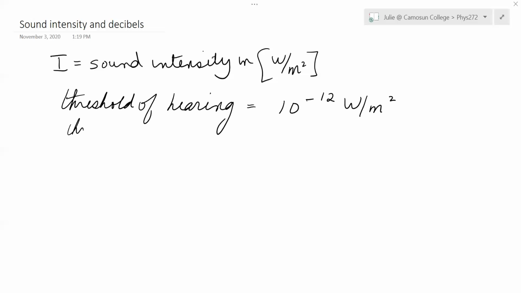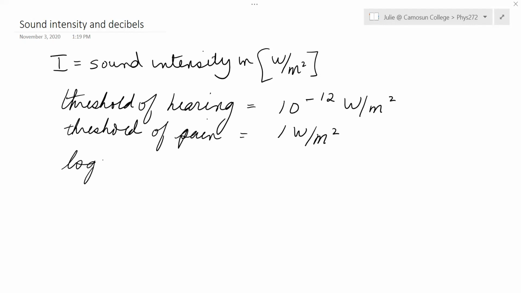The threshold of pain, on the other hand, so if it's a really loud sound and it really hurts our ears, goes all the way up to 1 watt per square meter. That's 12 orders of magnitude, 12 powers of 10. So that's an enormous range. And because of that huge range, we like to define a logarithmic scale that would go, in this case, from 0 to 12.